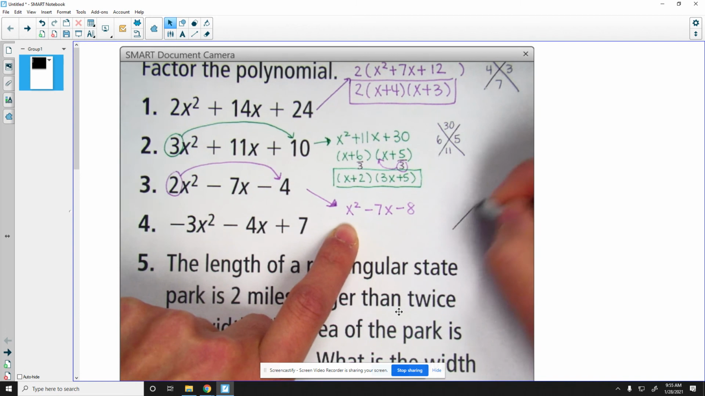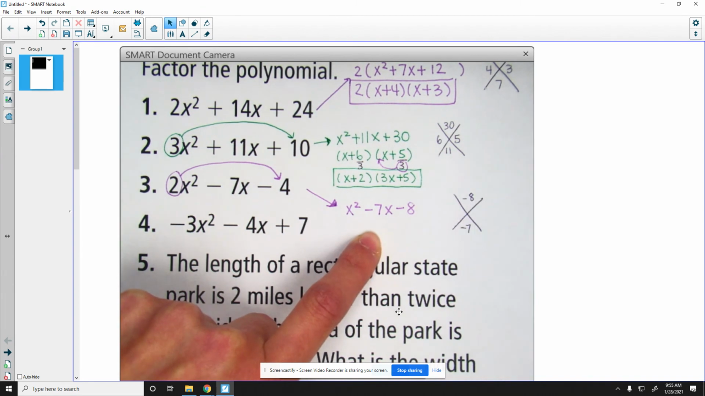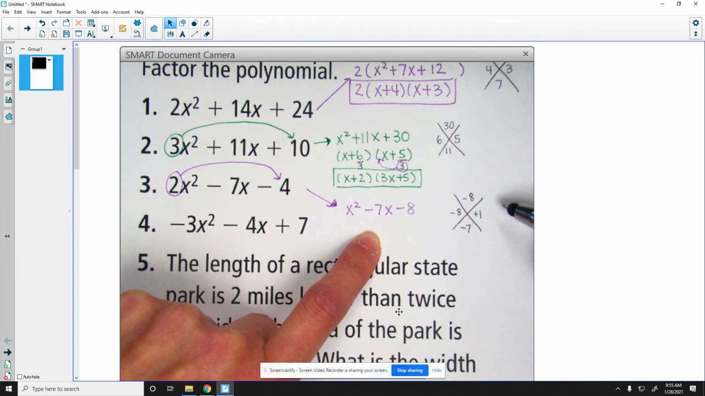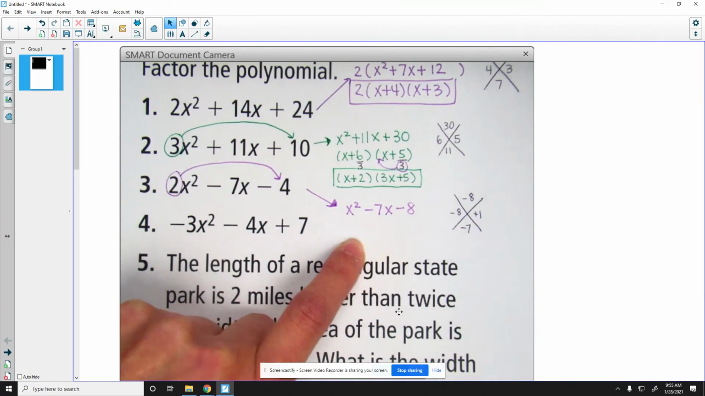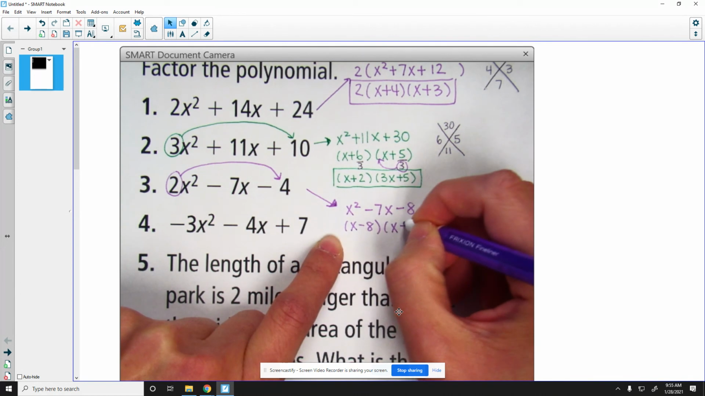Now it starts with the 1. Yay, now that it starts with the 1, I can do big X. Negative 8 on top, negative 7 on the bottom. What are the two numbers? Negative 8, positive 1, right? Negative 8 times positive 1 is negative 8. Negative 8 plus 1 is negative 7. So let's rewrite it. I have x minus 8, x plus 1.